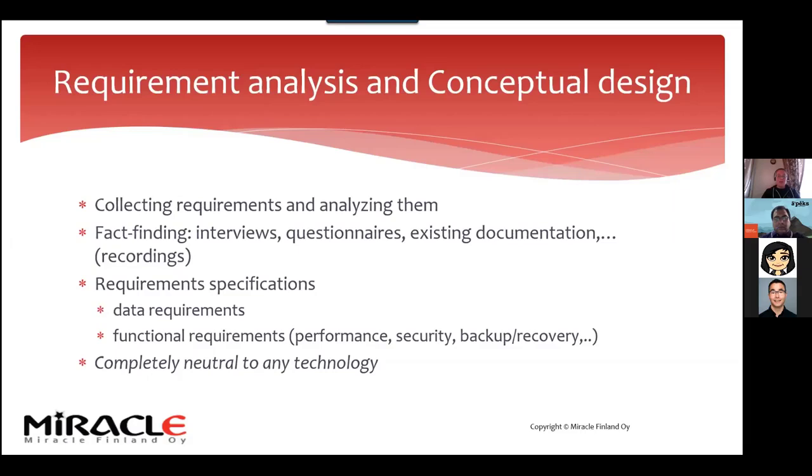So everything I do in this phase, it's completely neutral to any technology. So this is going to be some kind of data store that will have data. But I have not decided if it's going to be a relational database, a MongoDB, whatever it's going to be. It's going to just be a store for data. So I want to understand what kind of data is needed.